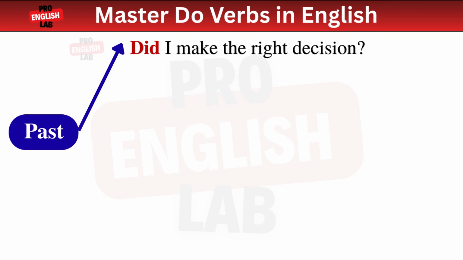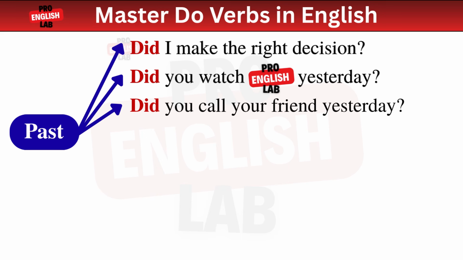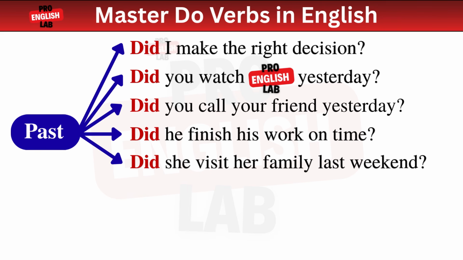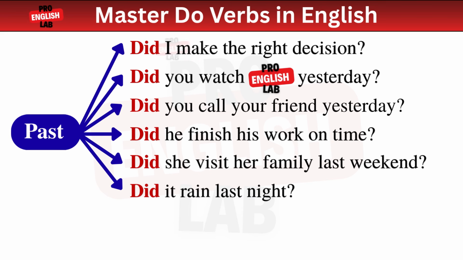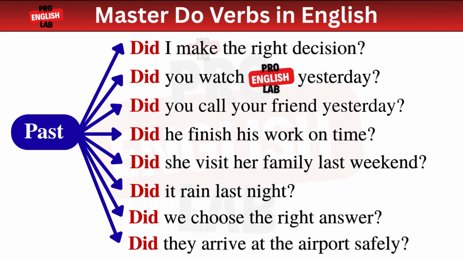Did I make the right decision? Did you watch Pro English Lab yesterday? Did you call your friend yesterday? Did he finish his work on time? Did she visit her family last weekend? Did it rain last night? Did we choose the right answer? Did they arrive at the airport safely? In all of these examples, did is the helping verb. It helps form questions in the past tense.